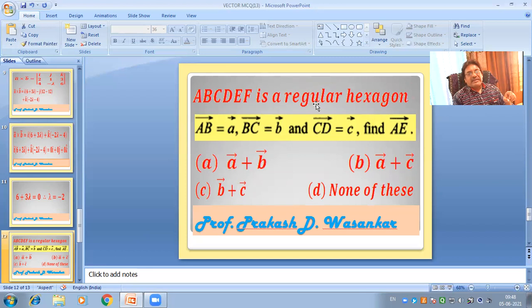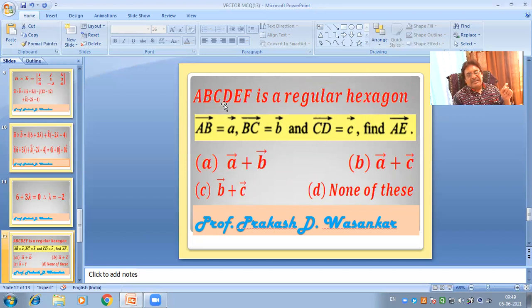ABCDEF is a regular hexagon. Vector AB is equal to vector A bar, vector BC is equal to B bar, and vector CD is equal to C bar. Then find AE bar. The options are: A bar plus B bar, A bar plus C bar, option C B bar plus C bar, and none of these.